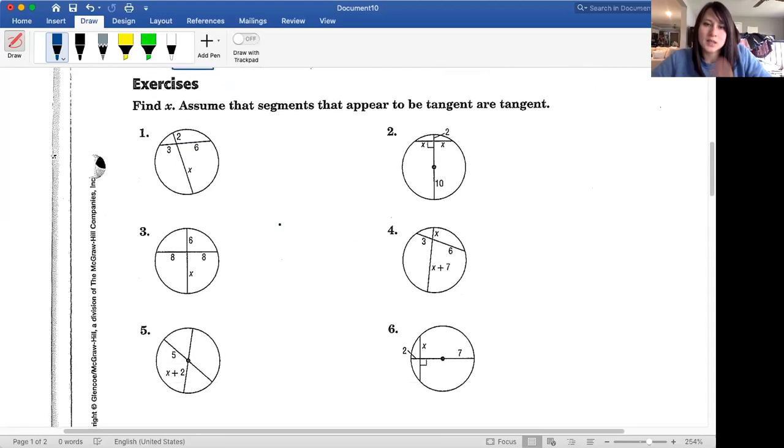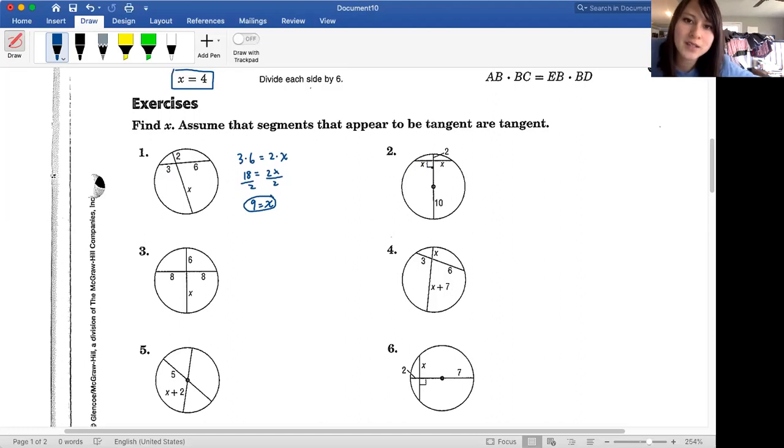Okay, so let's use this idea to work out our problems on number 1. So basically the two parts of my chord here are 3 times 6, and then the two parts of my other chord are 2 times x. So 3 times 6 is 18, and then 2 times x, I'm gonna work backwards, and this would become 9. And in fact, if I do 2 times 9, it's 18, and 3 times 6 is 18 as well.